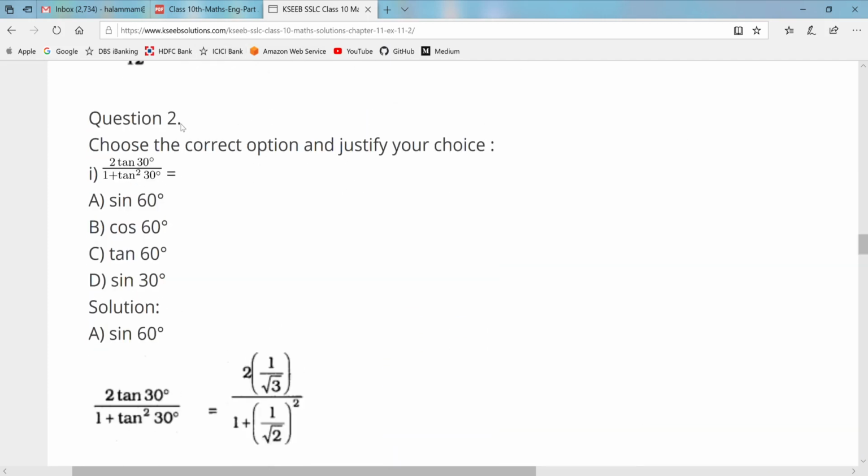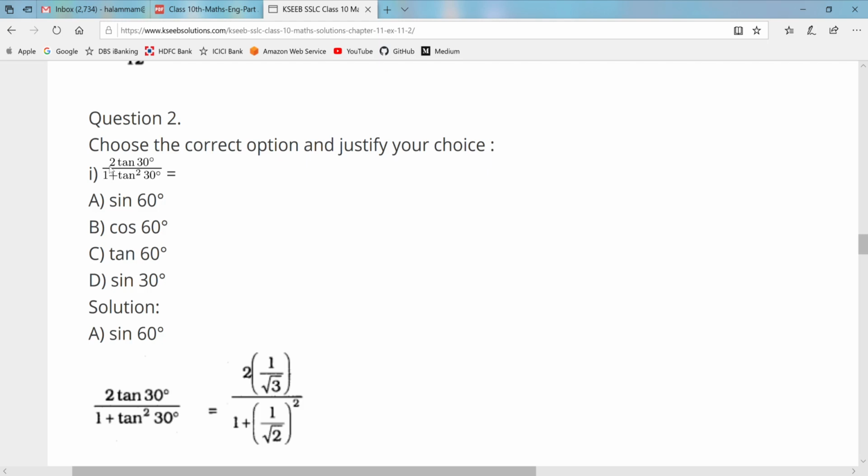Question number 2 in 11.2 is: choose the correct option and justify your answer. Choose the correct option and justify your choice. Which is the correct option, whether it is A, B, C or D. You have to choose it properly. Okay.